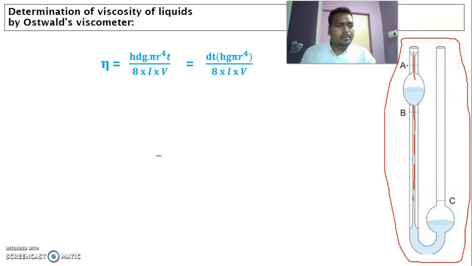And here A and B are two reference points between which the liquid passes from the top of this viscometer. When it reaches A, the time is noted, and the time taken by the liquid to move from the reference point A to B is noted. Several trials are repeated in order to get a good value.